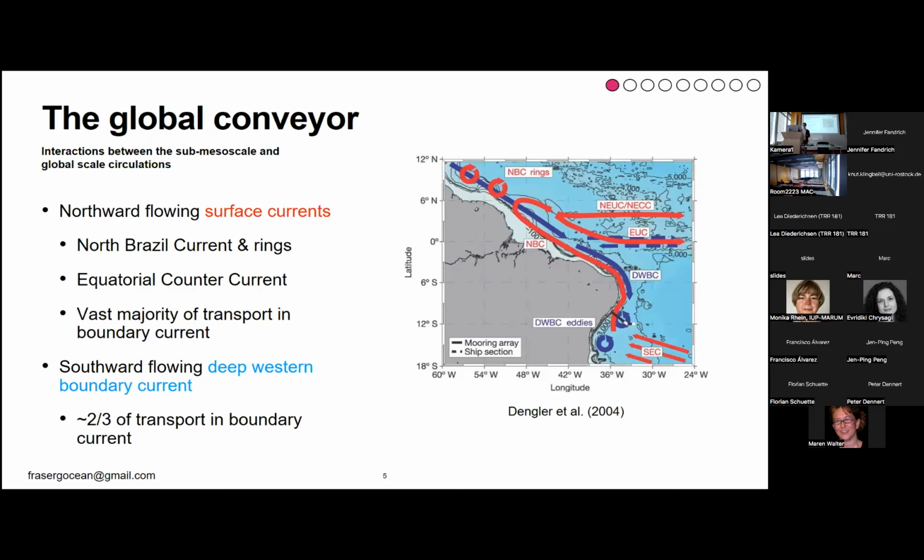So the point here is boundary currents are really important for the AMOC. And to understand the AMOC, we have to understand these boundary currents.